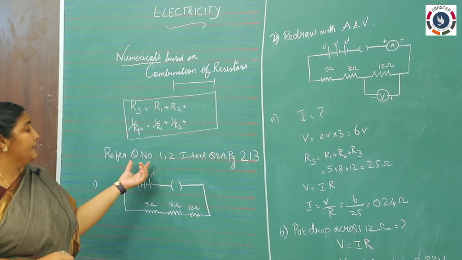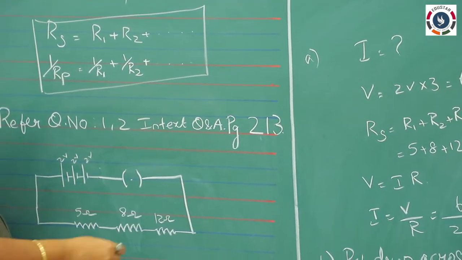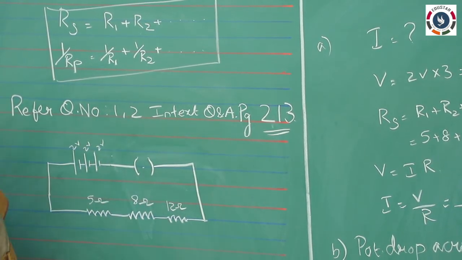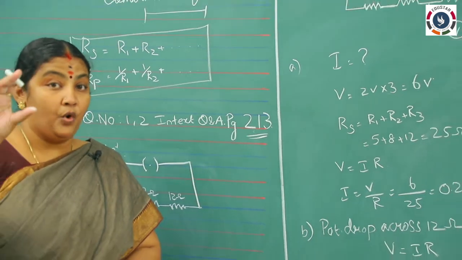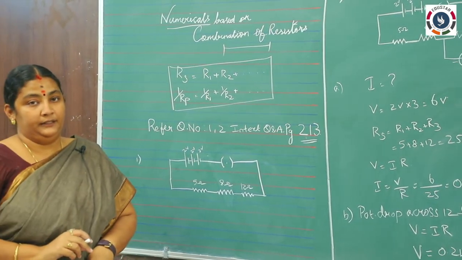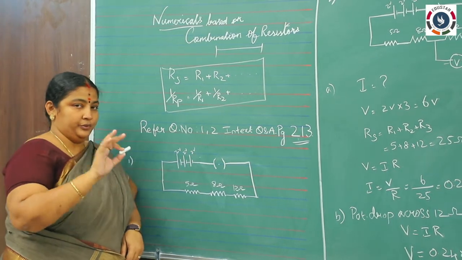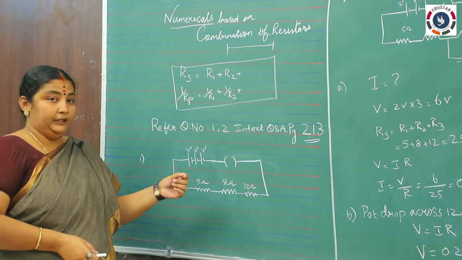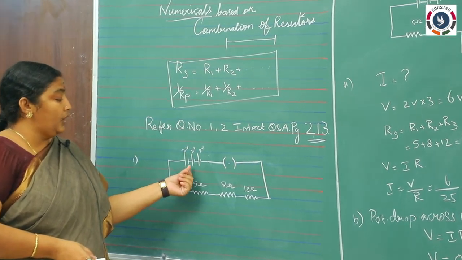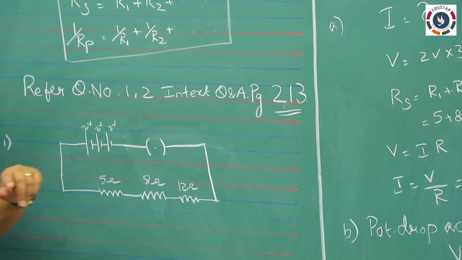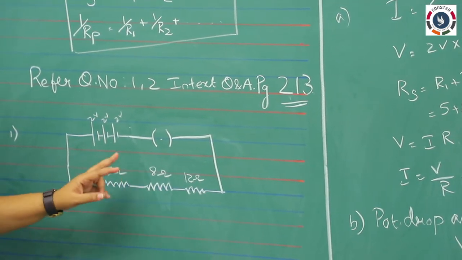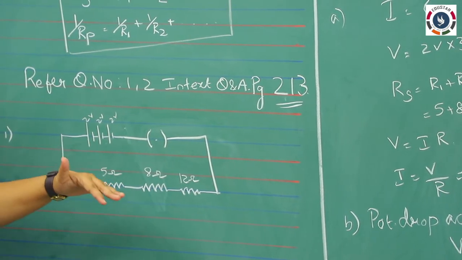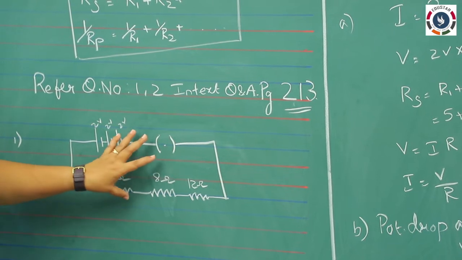Now go to page number 213 in your NCERT textbook, the in-text questions 1 and 2. In-text questions means the questions given in the box on page 213. The first question says you have to draw a circuit with a battery of three 2 volt cells, a plug key, and resistances of 5 ohm, 8 ohm and 12 ohm, all connected in series. The same statement we are now going to do in circuit form.